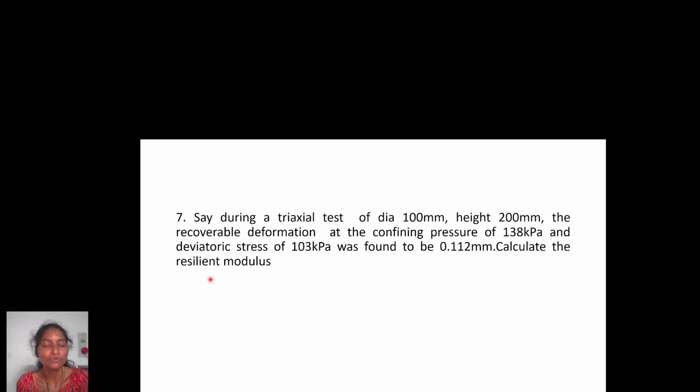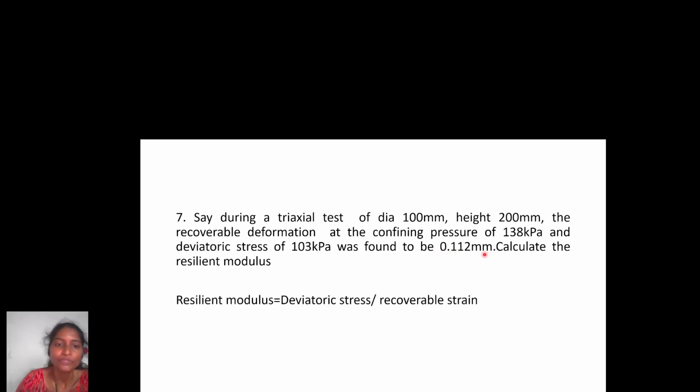Resilient modulus is exactly like elastic modulus. When we calculate the elastic modulus, it is a ratio of stress to strain. Here the stress is the deviating stress, but the strain is the recoverable strain. So in the current problem, we have already been given the deviating stress of 103 kilopascals, but recoverable strain is not given. But we have been given recoverable deformation. So since we already know the recoverable deformation, we need to calculate the recoverable strain.